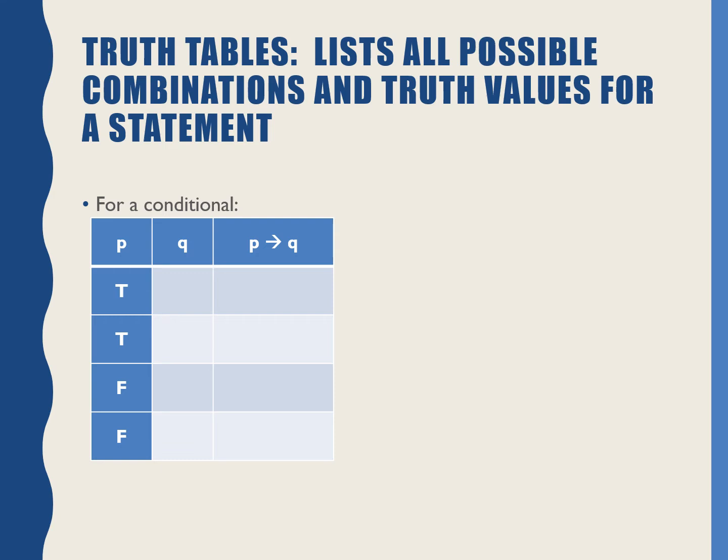A truth table lists all possible combinations and truth values for a statement. So remember that a conditional is P then Q. Okay, so let's look at the truth tables for a conditional. If I get a true statement for the premise or my hypothesis, which is P, I can get a true statement for the conclusion and I can get a false. And again, here's my false for my falses. I can get a true and a false statement again.